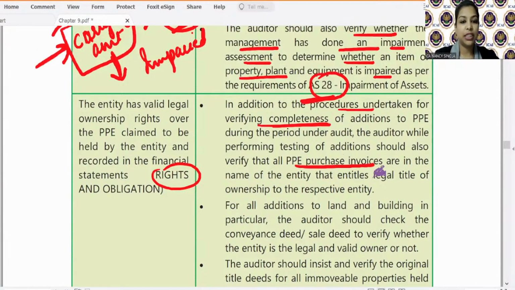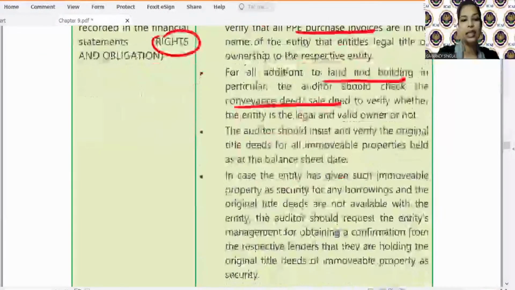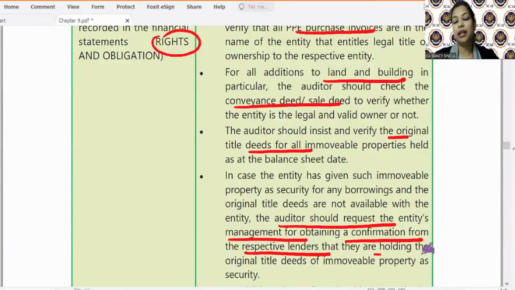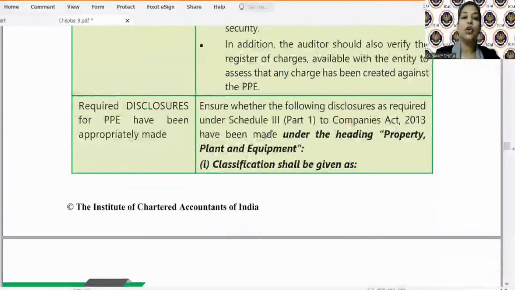So PPE के purchase invoices देखने हैं, land and building के title deeds, conveyance deed, sale deed देखना है. If originals are not available, then ask the management, request the entity's management for obtaining a confirmation from the respective lenders that they are holding the original title deeds. ठीक है? In addition, the auditor shall also verify the register of charges if any asset has been given as what? The security. Clear? Simple है ना? Logical है ना?